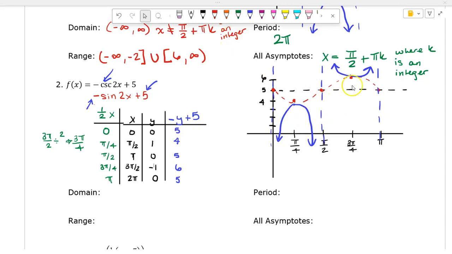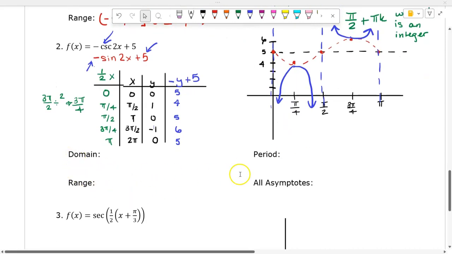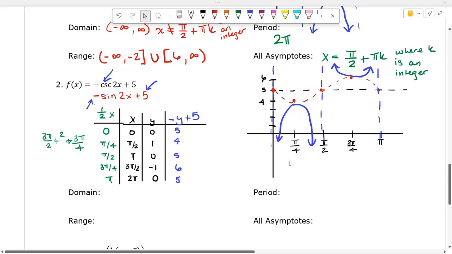All right, in the last video, we just finished up graphing this negative cosecant 2x plus 5, and now we just need to answer the questions about the characteristics of the graph. So my domain for cosecant is typically going to be negative infinity to infinity, except wherever I have my asymptotes. And I can very clearly see that the graph is going to go from 0 to pi instead of from 0 to 2 pi.